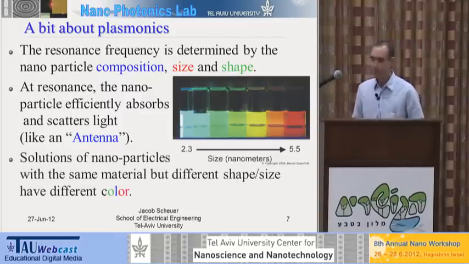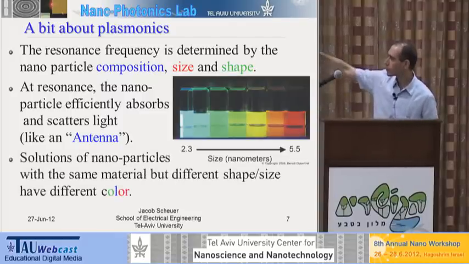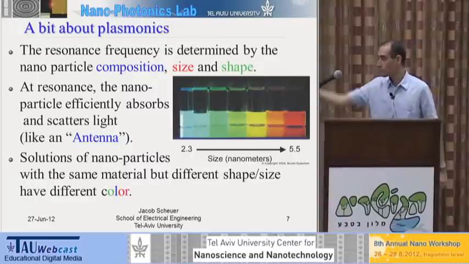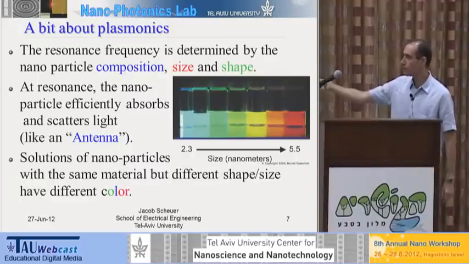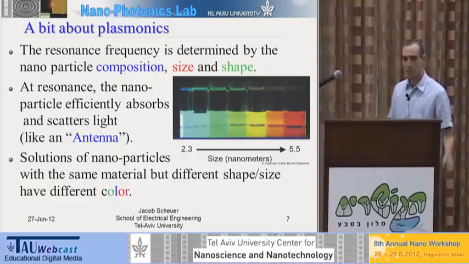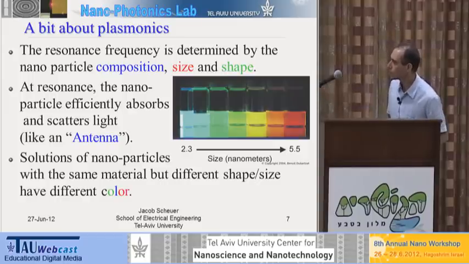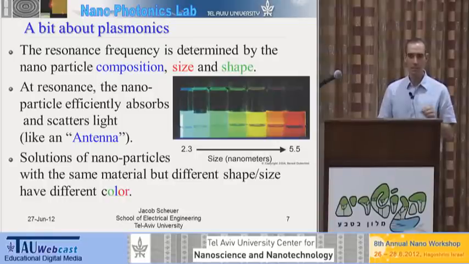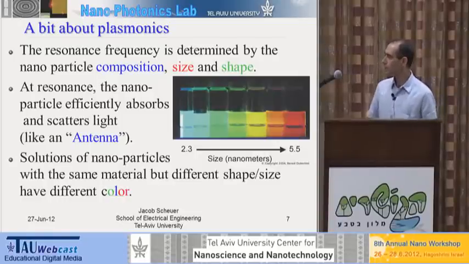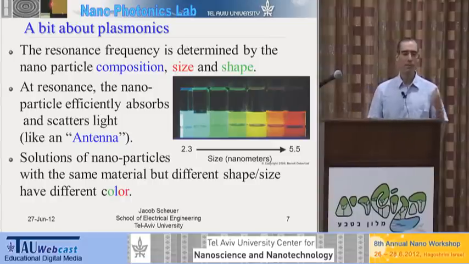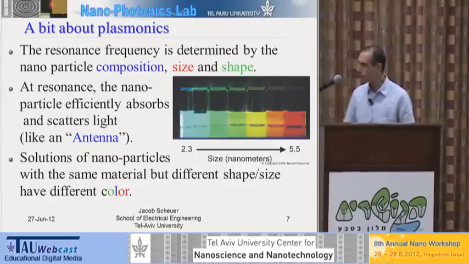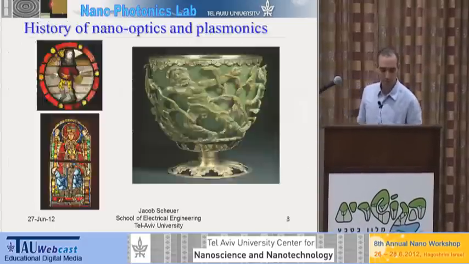Just as an example, what we see here is a solution. Okay, a bunch of solutions with nanoparticles. These are not actually metals, but semiconductors, but this is not the issue. The only difference between these different tubes is the size of the nanoparticles. It is the same material, but different size. And because of the size, each particle has a different color, meaning a different resonance. And this is the key point that we need to understand here.